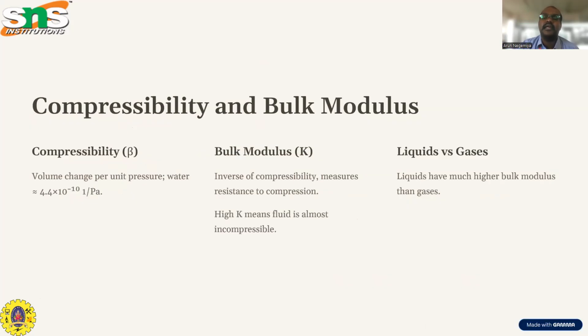Next one is compressibility and bulk modulus. Compressibility is measured by volume change per unit pressure. Generally the compressibility of water, beta, equals 4.4 into 10 power minus 10 per Pascal. Next one is bulk modulus. Bulk modulus is calculated as the inverse of compressibility, denoted as capital K. While comparing liquids versus gases, liquids have a higher bulk modulus compared to gases.